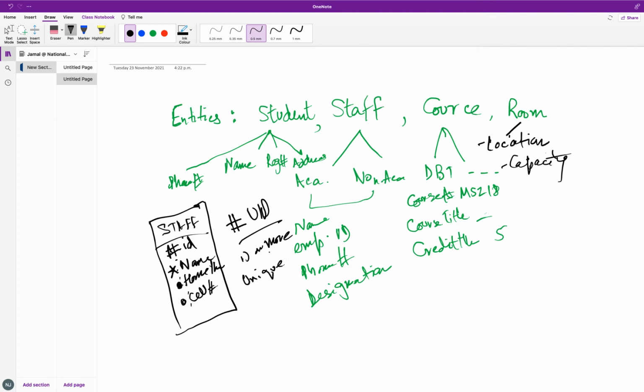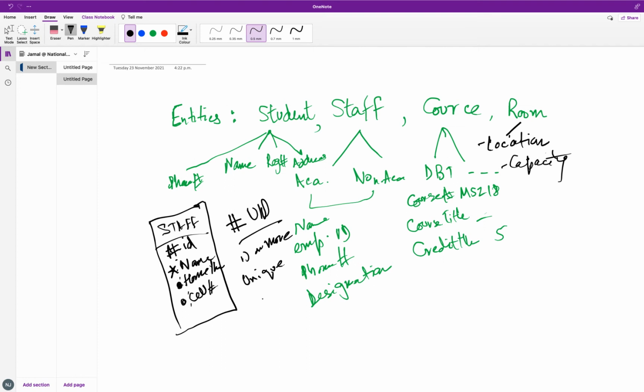Is it possible that two students would have the same registration number at NUIG? No, it is not possible. If they do, it means that there is some problem in the database. But obviously it is not possible. Okay, so it means that your UID must be unique.